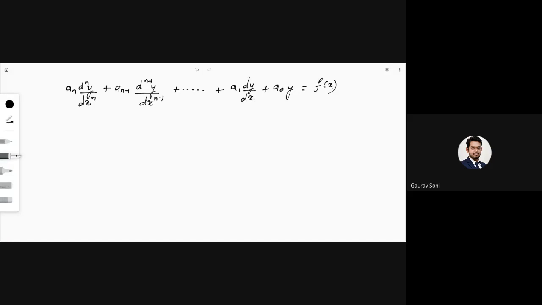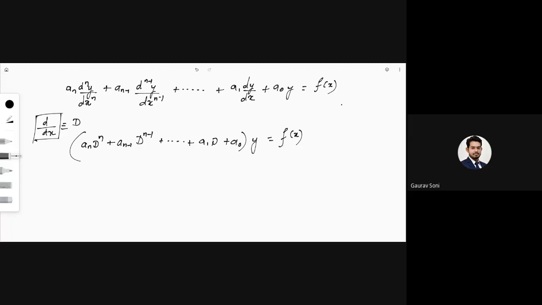So a linear differential equation looks like this. Look, d by dx here is the derivative with respect to x. So I'm writing it as capital D, and this can be written in this form: (an D^n plus an-1 D^(n-1) plus ... plus a1 D plus a0) y is equal to f of x.